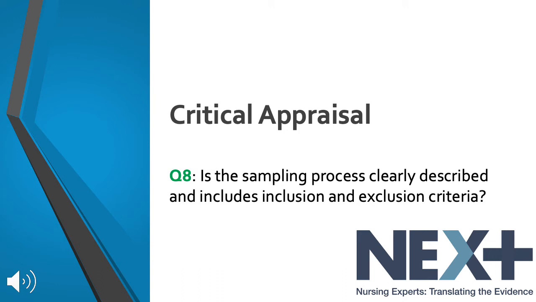Welcome back to the NExT Appraisal Tool modules. In this module, we'll be discussing question 8. Is the sampling process clearly described and include inclusion and exclusion criteria?